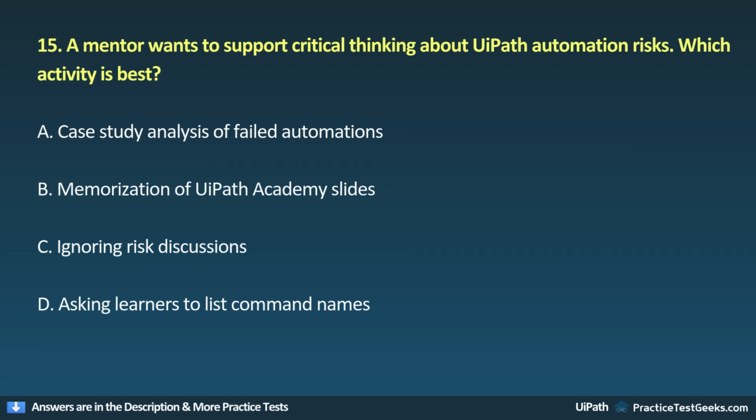15. A mentor wants to support critical thinking about UiPath automation risks. Which activity is best? A. Case study analysis of failed automations. B. Memorization of UiPath Academy slides. C. Ignoring risk discussions. D. Asking learners to list command names.